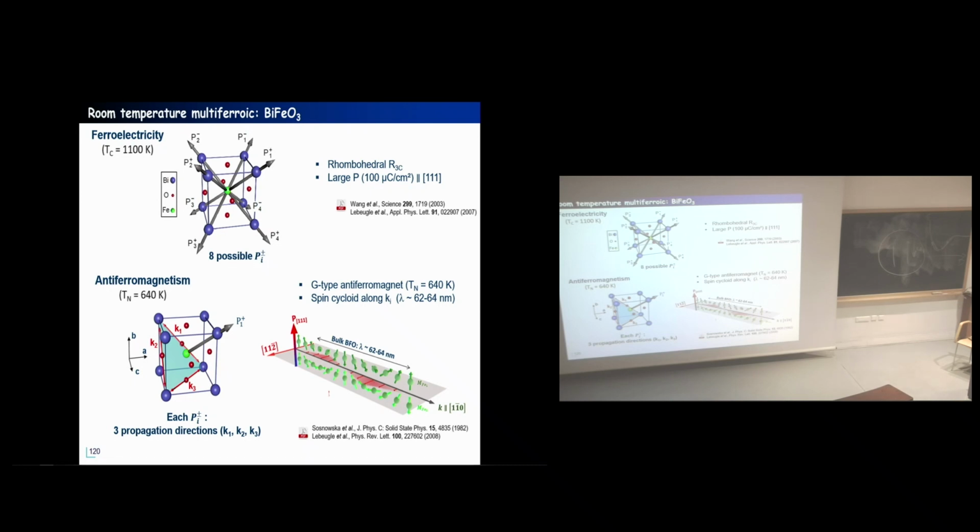Oh, BFO again. But in this case, we know why, because we want to make PFM to study the ferroelectricity. We want to use a scanning NV magnetometer to study antiferromagnetism, and this material is the only one that possesses both properties at room temperature. So, eight possibilities of polarization. And for the antiferromagnetic order, you have a spin spiral, a spin cycloid, along three possible propagation axes in the plane perpendicular to the polarization.